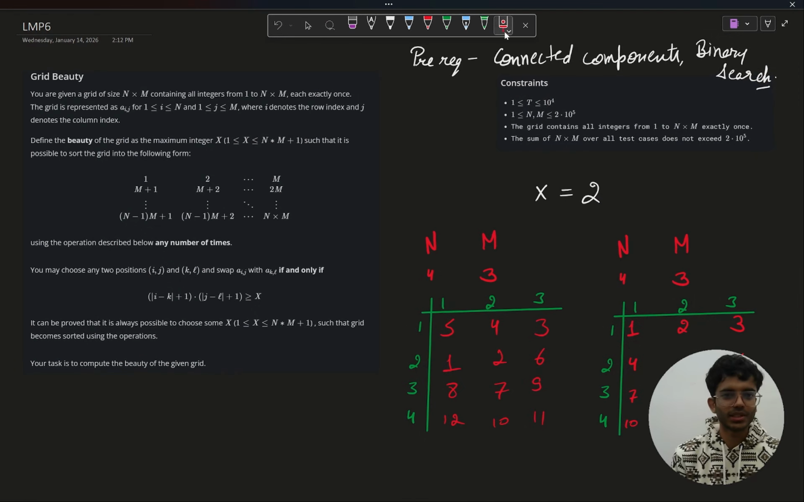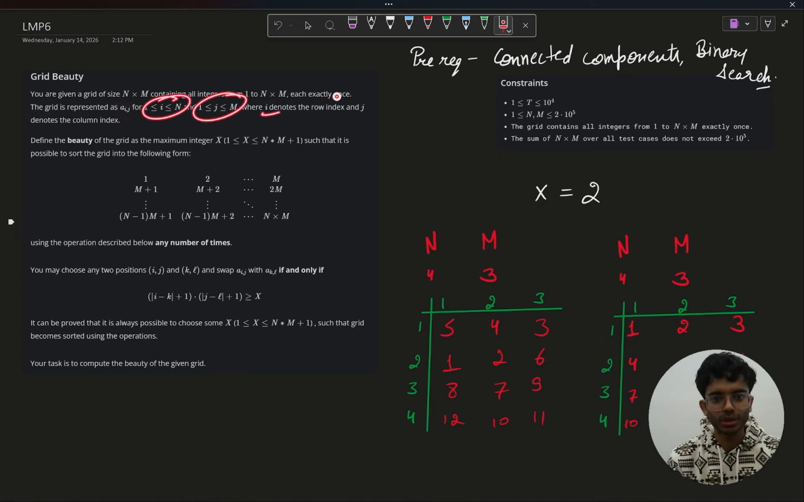So yeah, today's question is Grid Beauty. In this question, we're given a grid of size n into m, which contains all the integers from 1 to n into m exactly once. Now the grid is represented as A of i comma j, where i is between 1 and n and j is between 1 and m, where i denotes the row index and j denotes the column index.